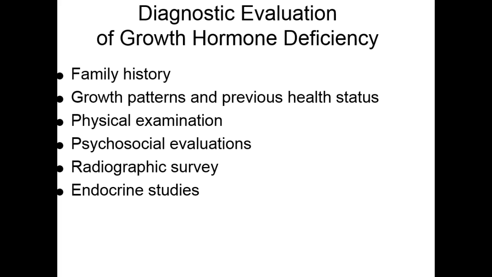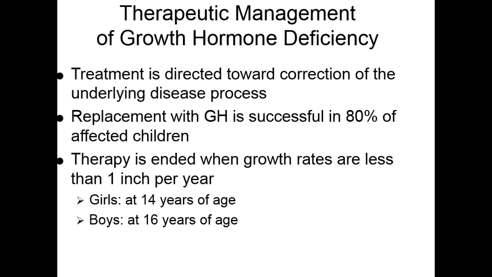Some endocrine studies can be done. One in particular is the insulin-like growth factor, IGF, and they can look at that to see if the child is secreting enough growth hormone. If not, then obviously they'll be referred to endocrinology. The therapeutic treatment of growth hormone deficiency is really directed towards the underlying disease process. Sometimes, depending on what's going on, the physician or the endocrinologist may order growth hormone replacement. This is usually successful in about 80% of the affected children.